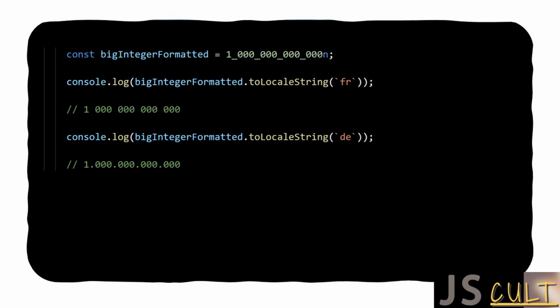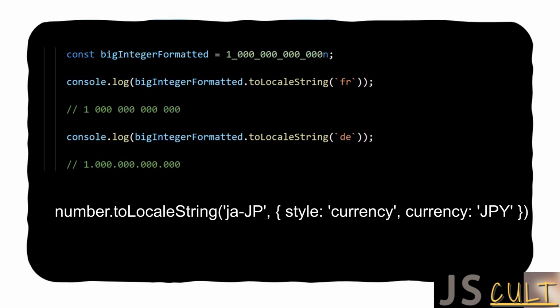toLocaleString. This method returns a string with a language-sensitive representation. Here, I have used the same constant, but with separators. Now, in French, space is used to denote thousands. Same way, it is a period in German. The results provided by toLocaleString can be customized using the options argument.